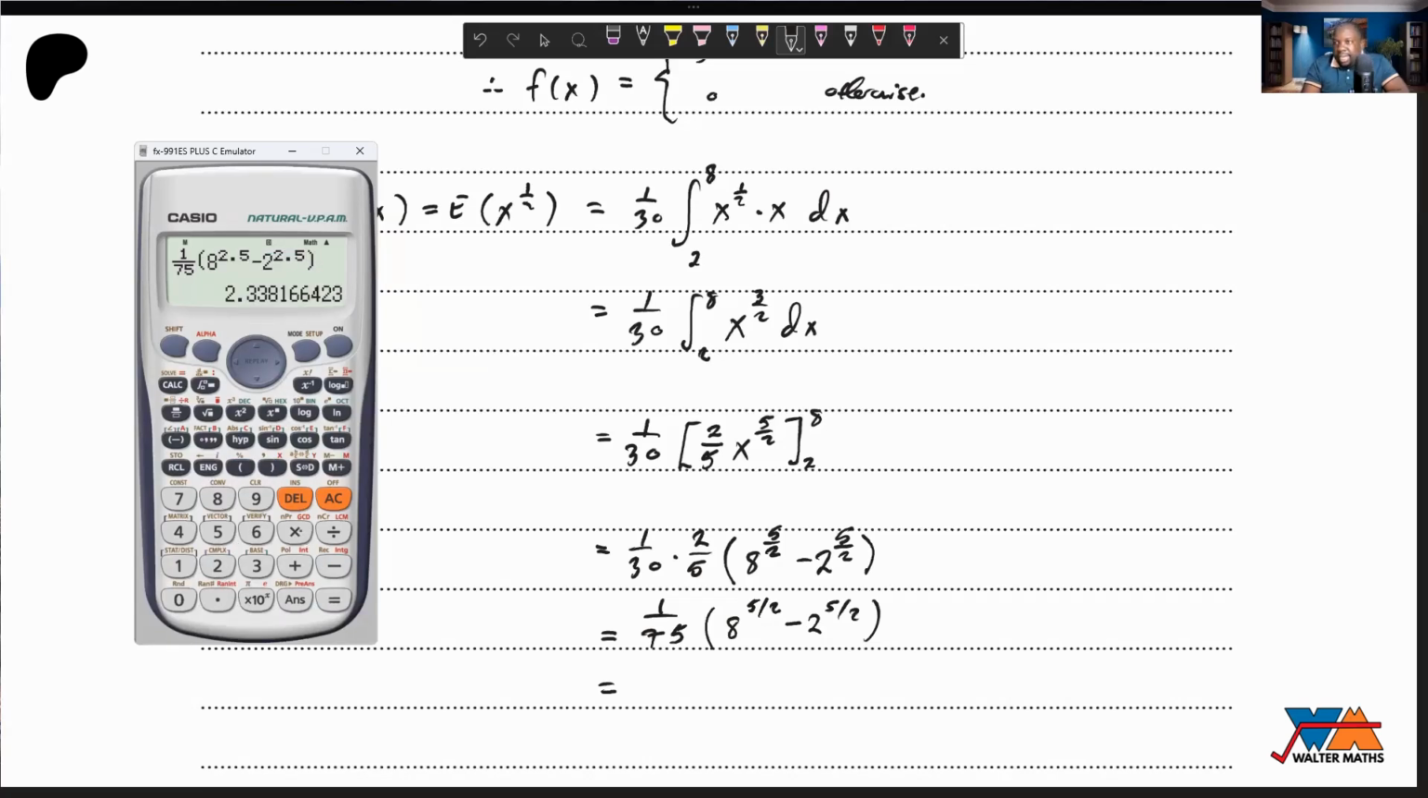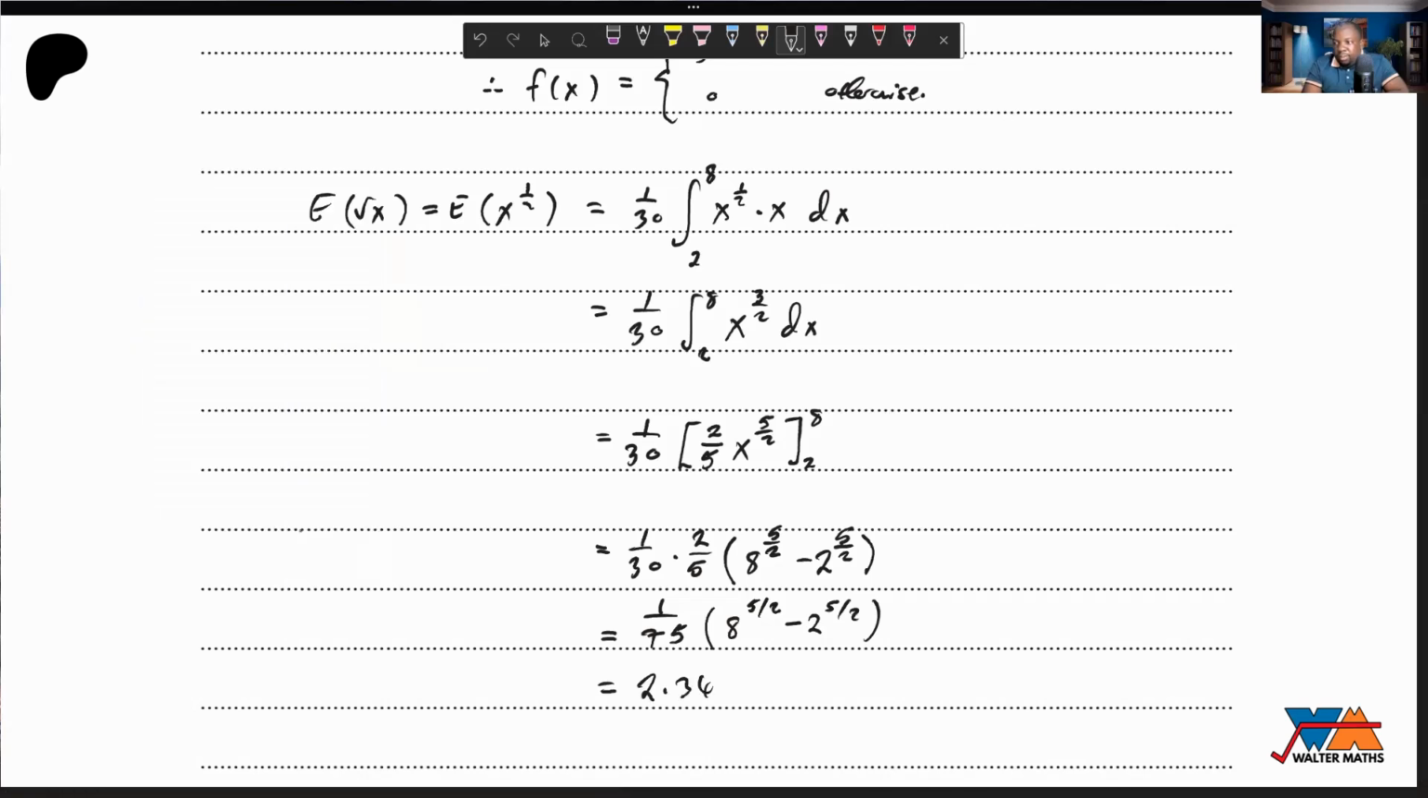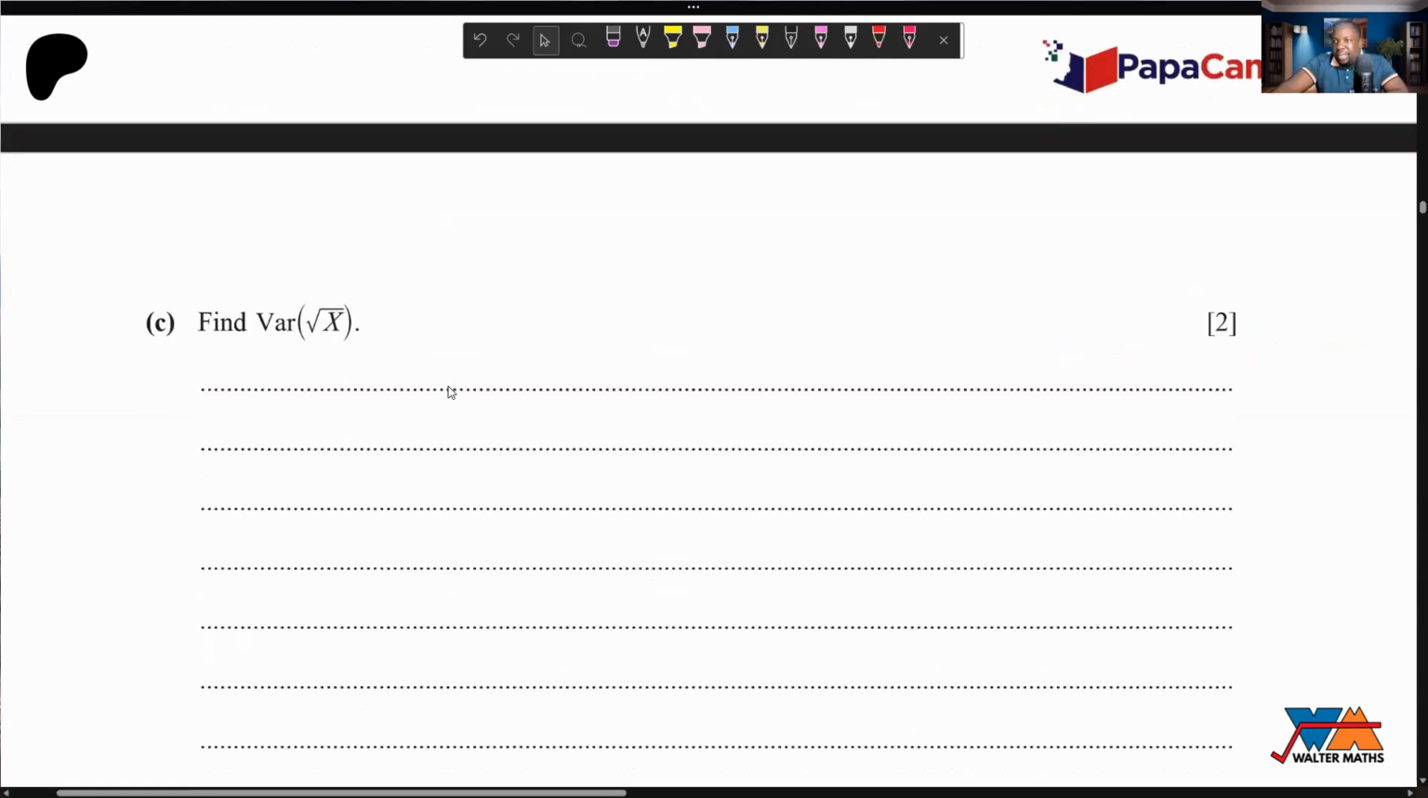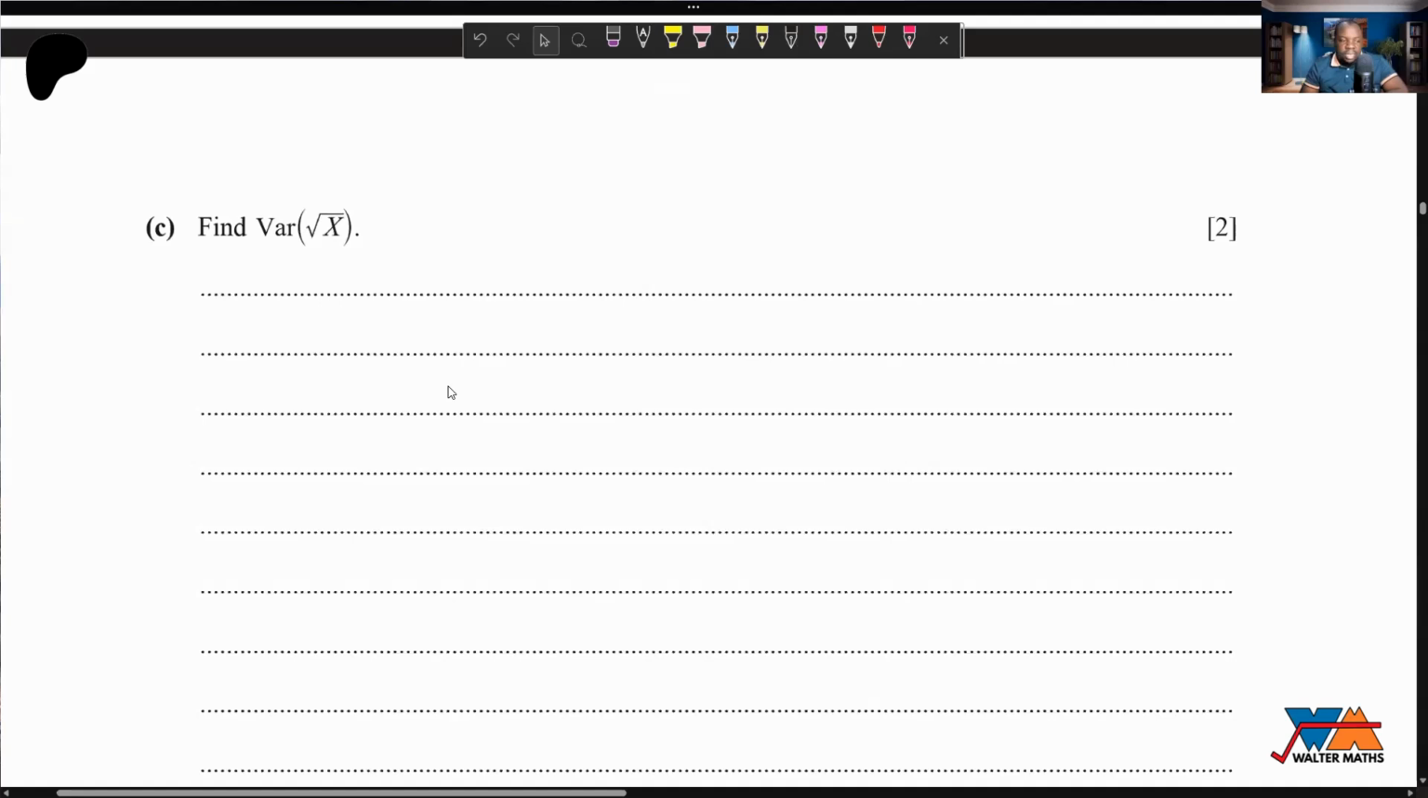And I'm getting here 2.34. So that's how we do it for this particular question right here. And that's how we do it. Okay, let's go on to the last part. And that's part C. And part C says we should find the variance of root x.